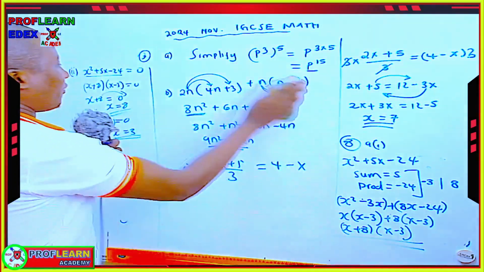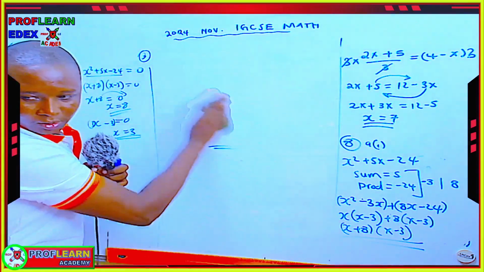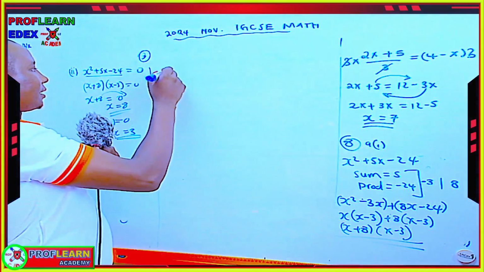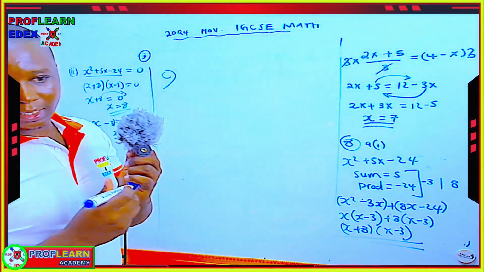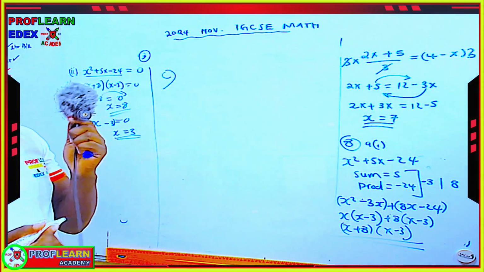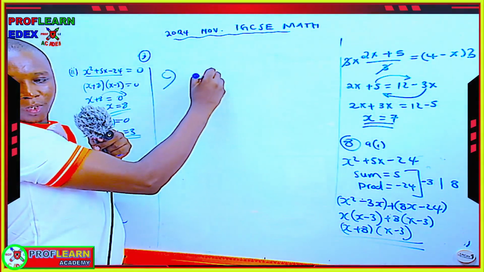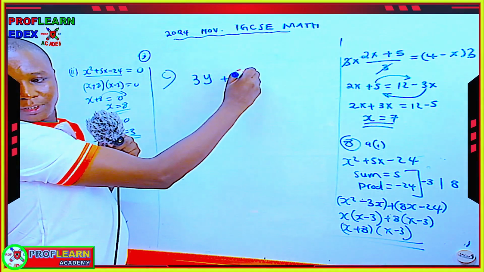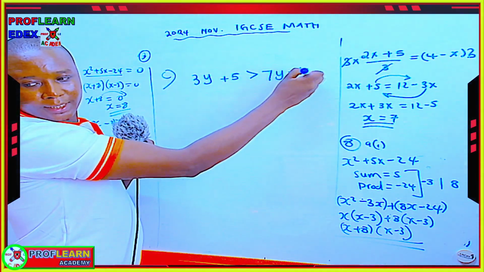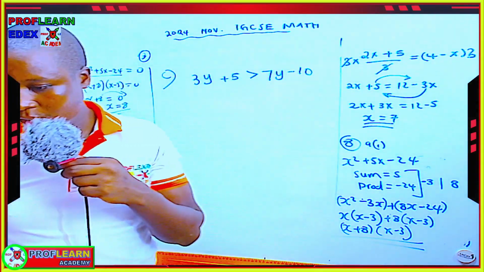So once we have identified that, let's check what was also the third part. That is part C, which question was tested there. And the topic, I'm going to say that this is 3y + 5 > 7y - 10. You are supposed to solve this.